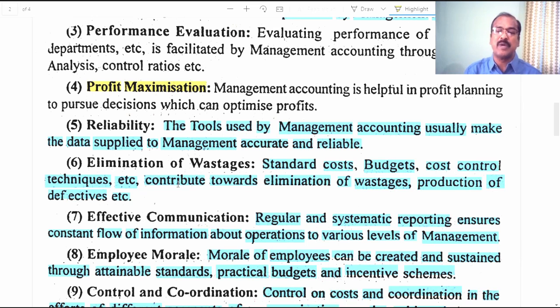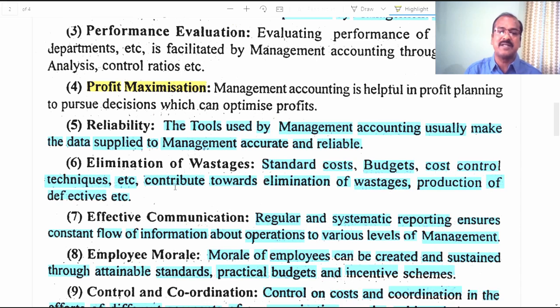The fifth advantage is named reliability. The tools used by management accounting usually make the data supplied to the management more accurate and reliable. It's because of the scope of management accounting, through which it makes use of the information of financial accounting, cost accounting, revaluation accounting, statistical techniques, etc.